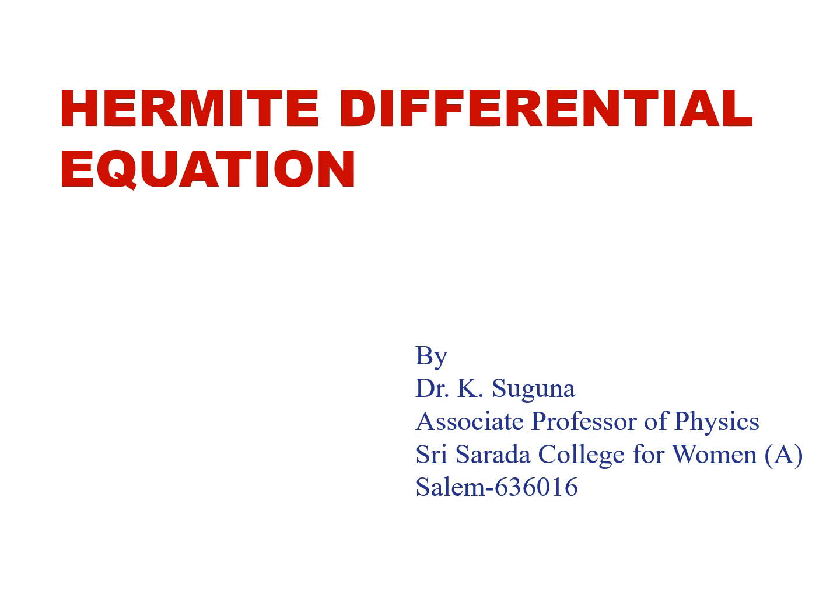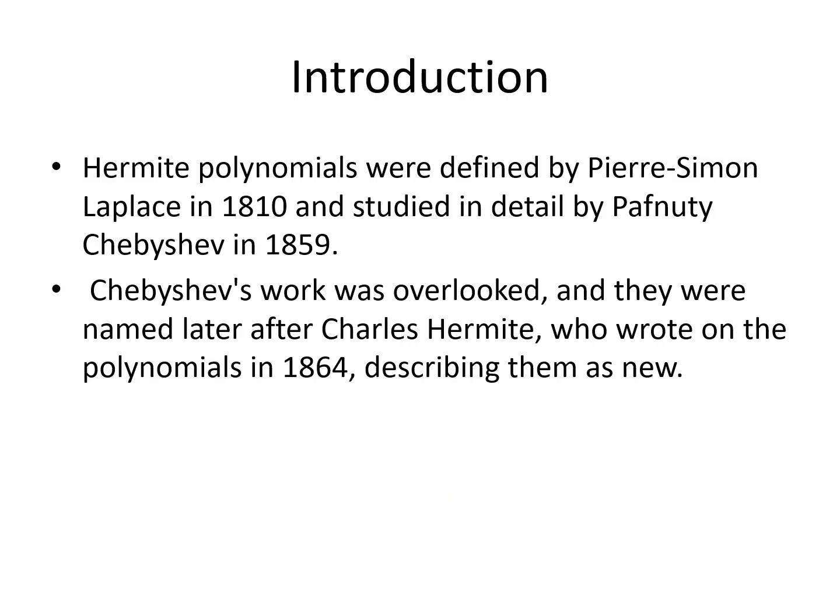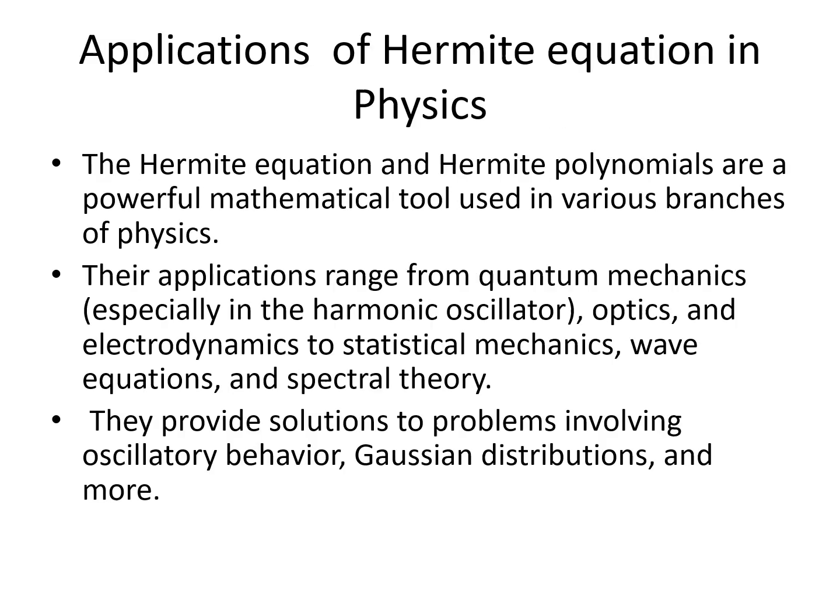Today we are going to see about the Hermite Differential Equation. Introduction. Hermite polynomials were defined by Pierre Simon Laplace in 1810 and studied in detail by Pafnuty Chebyshev in 1859. Chebyshev's work was overlooked and they were named later after Charles Hermite, who wrote on the polynomials in 1864, describing them as new.